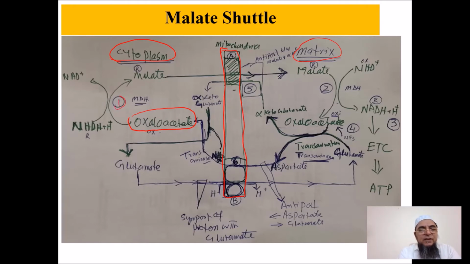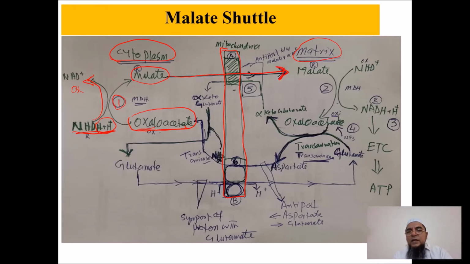Okay, so step 1, what will happen? Oxaloacetate will combine with the NADH. 2 hydrogens will shift from this NADH to the oxaloacetate. This NADH will be converted into NAD, which is the oxidized form, and then the oxaloacetate, as we saw in the previous example, will be converted into malate. Malate is permeable to the mitochondrial membrane. It will cross the membrane and enter into the mitochondria.